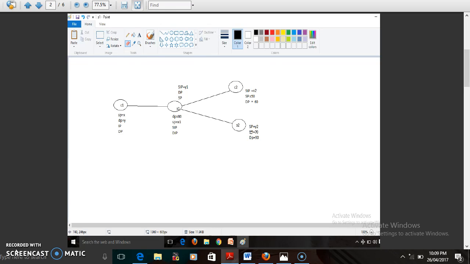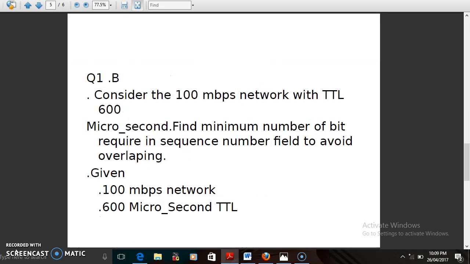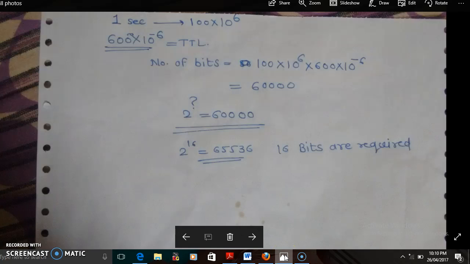So we are going to solve a question. The question is: consider a 100 Mbps network with TTL 600 microseconds. Find the minimum number of bits required in the sequence number field to avoid overlapping. So the solution is here.